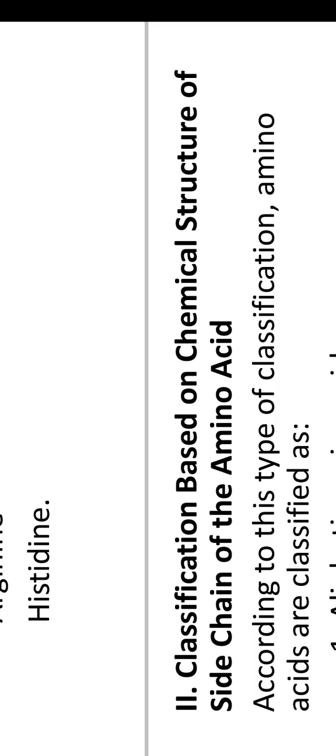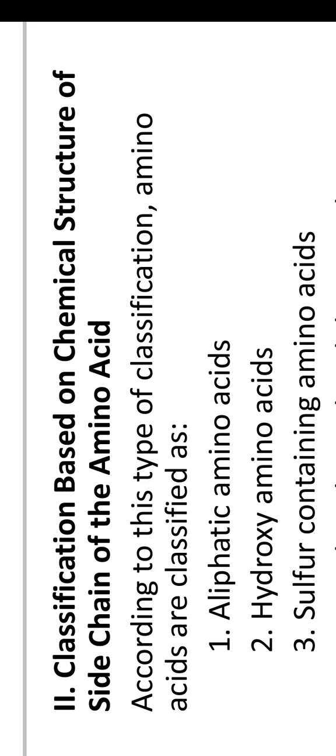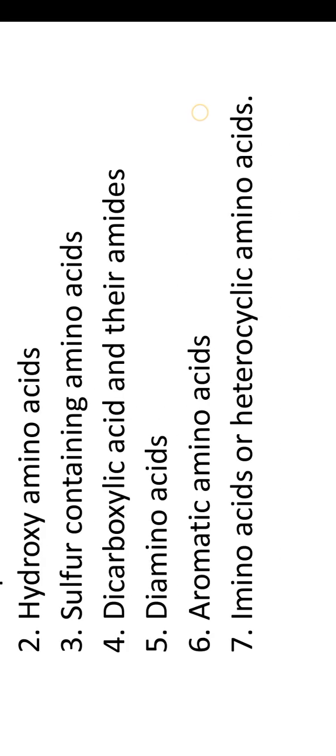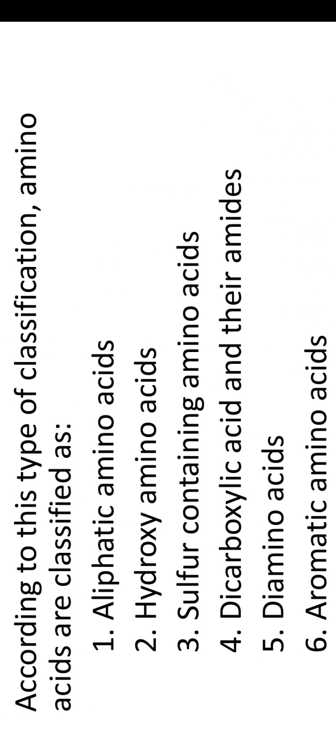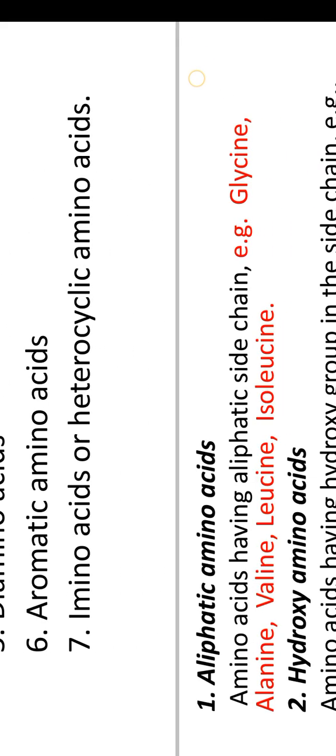Next classification is based on the chemical structure of the side chain of the amino acid. Side chain means the R group bearing some of the chemical functional groups. So they are classified into almost 7 types. First one, aliphatic amino acid, hydroxy amino acid, sulfur containing amino acid, dicarboxylic acid and their amides, diamino acid, aromatic amino acid, or heterocyclic amino acid. We see about one by one.